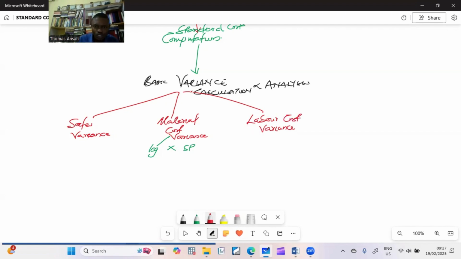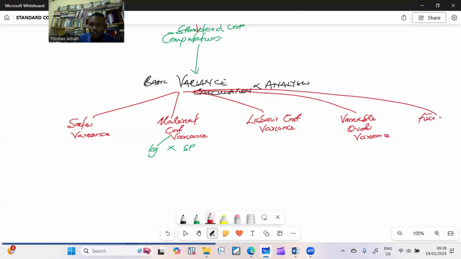Of course, the next thing we will do is to look at overheads. By overheads, you know we have variable overheads, so we look at variable overheads variance. And lastly, we will look at fixed overheads variance. So these are what we are going to do to learn the basic variances.